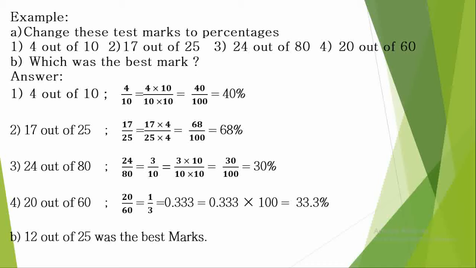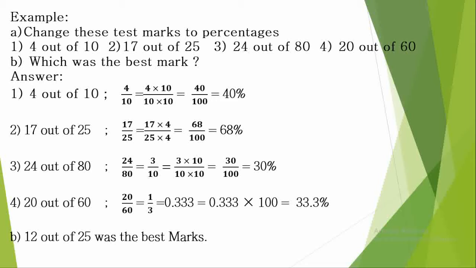Third one, 24 out of 80, which means 24 divided by 80. See, 80 is not a factor of 100, so we have to reduce this fraction to simplest form. 24 upon 80, both the numbers are divisible by 8. So divide both by 8. 24 divided by 8 is 3 and 80 divided by 8 is 10. So 3 upon 10 is the simplest form.